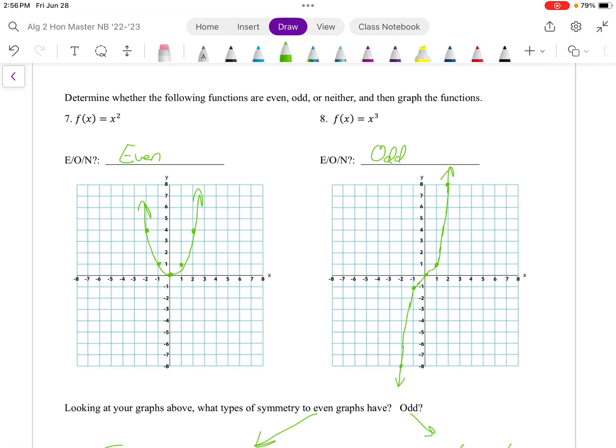So here's what you should have come up with. Number 7 was even. Number 8 is an odd function. The graphs are there with a few key points.